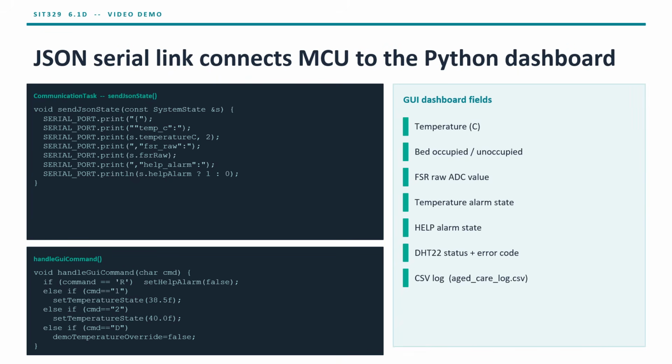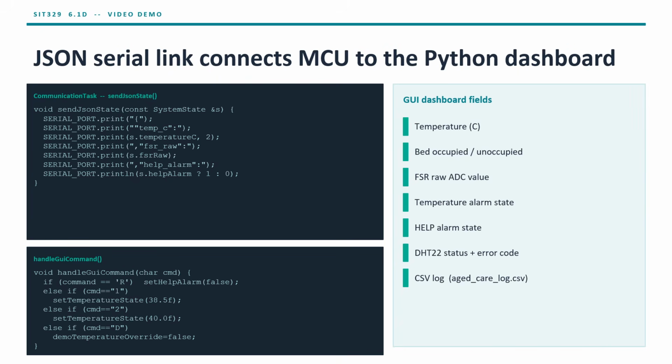This is important because a serial write can take several milliseconds, and holding the mutex during that time would unnecessarily block higher priority tasks. The JSON carries the temperature readings, the raw FSR ADC value, the bed occupancy flag, the temperature alarm state, the help alarm flag, the SIT329 read status, a diagnostic error code, and the temperature mode indicator.